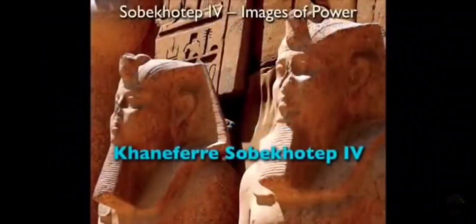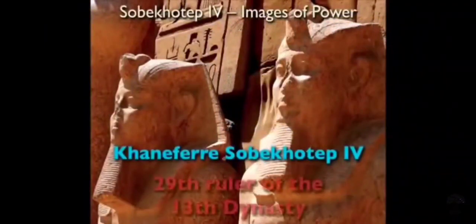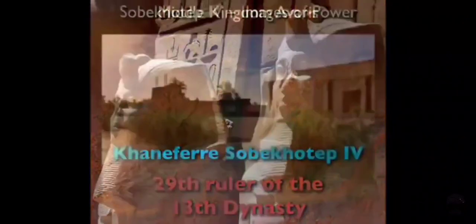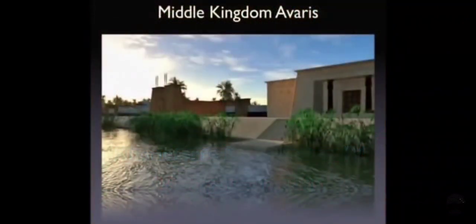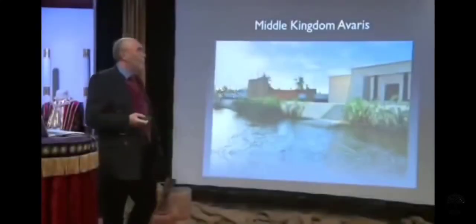Here are statues of him from Karnak. He is the 29th ruler of the 13th dynasty. I'm very quickly going to show you his position. But he probably had a summer palace like this one at Avaris, where he would have met, or Moses would have been raised, and then perhaps in the confrontations of the Exodus, this had been the place where those confrontations would have taken place.